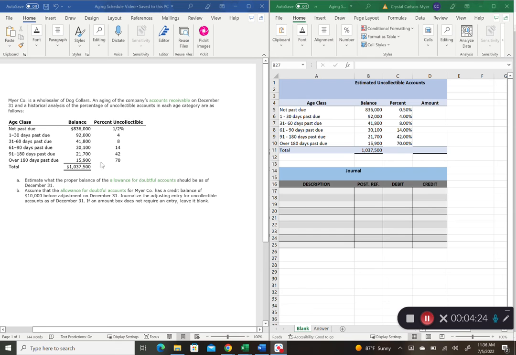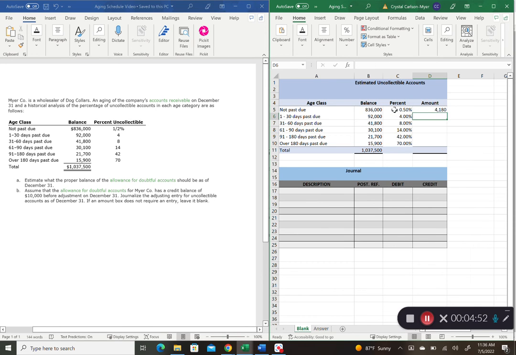So let's go ahead and get the proper balance of the allowance for doubtful accounts as of the end of the year. What we want to do is take each category and multiply it by the percent that is deemed to be uncollectible. So in the not past due category, we have a balance of $836,000. Go ahead and take that balance and multiply it by the percent, 1/2%.